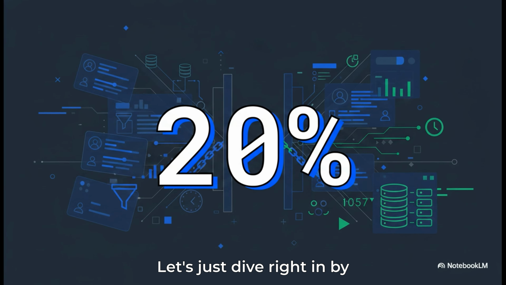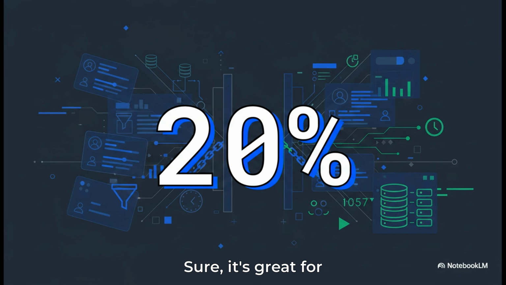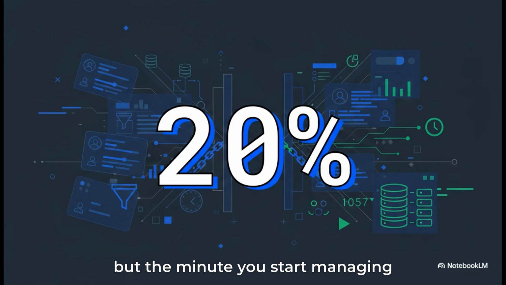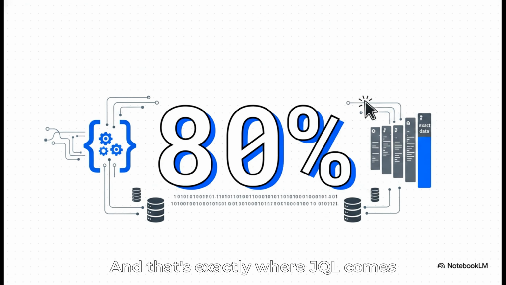Let's just dive right in by addressing a hard truth. Using Jira's basic search mode, it really only gets you about 20% of what the platform can actually do. Sure, it's great for quick, simple filtering, but the minute you start managing complex service level agreements or trying to hunt down specific incident trends, basic search is going to hit a brick wall. And that's exactly where JQL comes in, to unlock that other 80%.